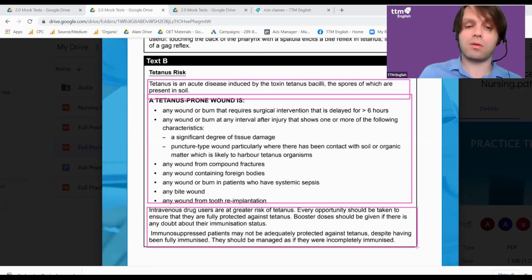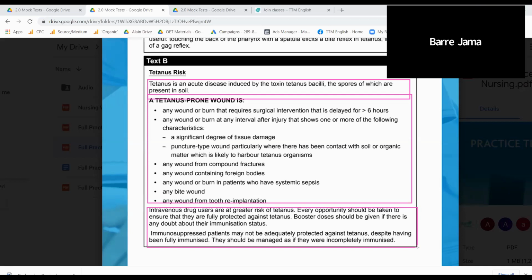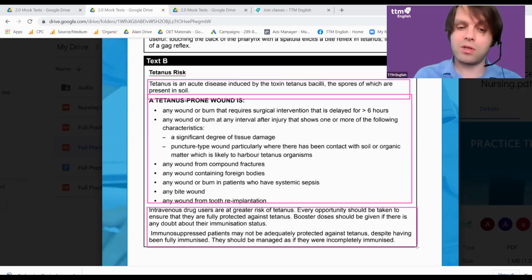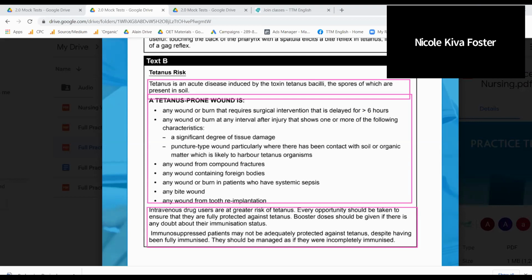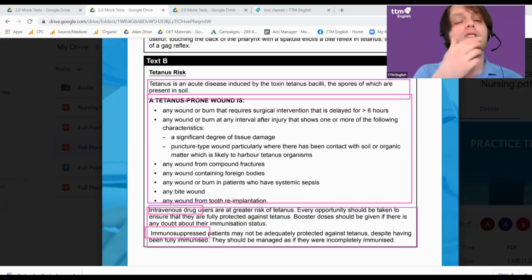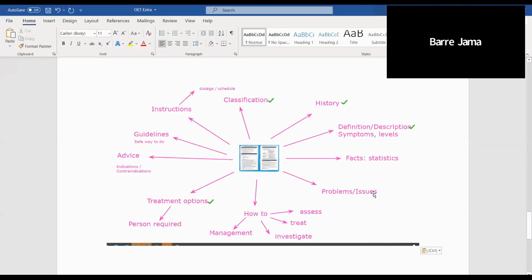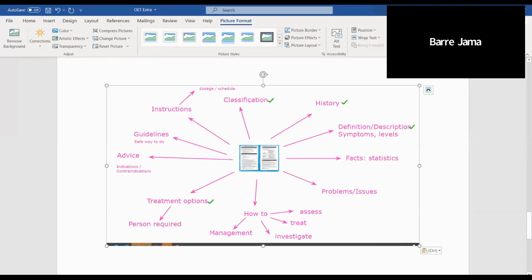That's not a definition, I don't think. What is that? What to do in a certain time. Instruction. Intravenous drug users are at greater risk of tetanus. It's like a consequence. Warning. Like advice, a risk factor. It's a bit of a warning. I like that. Should we have that as a separate category? Warning. That's problems, isn't it? That would be problems. Yeah, there's a lot of warning with the same advice. Barry, go on, put your microphone on.